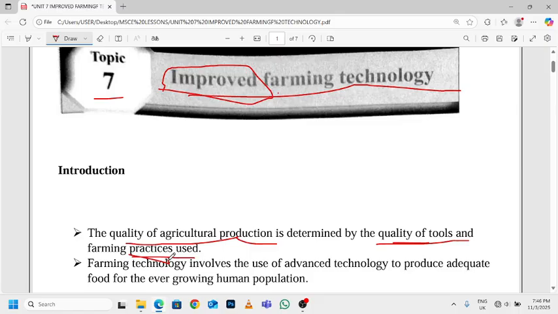What are the tools that you are using? For example, you want to make ridges. Are you going to use the hoe or are you going to use a tractor? So between a hoe and a tractor, it will determine the kind of production that you are going to have.